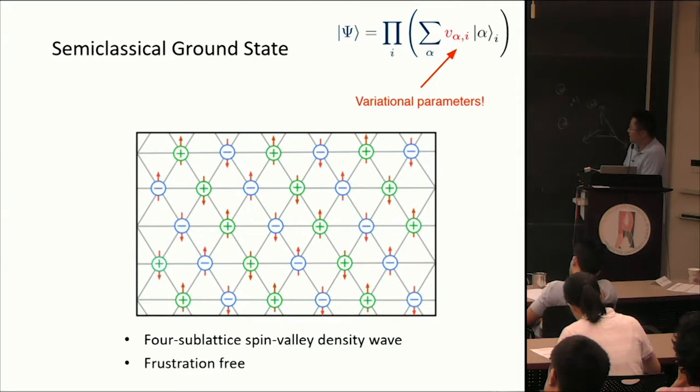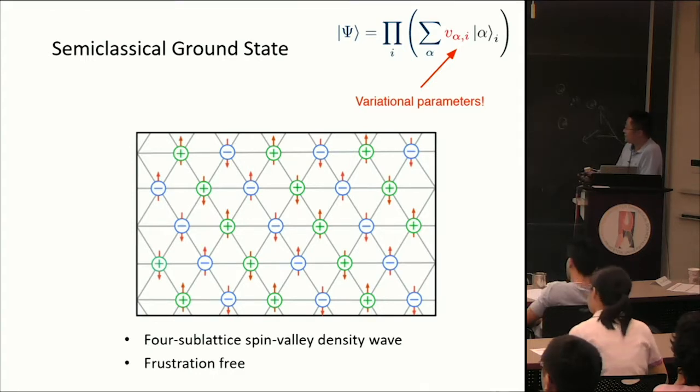And you see that in this state, we have a four sublattice order. The unit cell becomes 2 times 2, four times larger. And this is a density wave. It's a spin density wave, and also a valley density wave. The plus and minus represent two valleys, and the arrows represent spins. So this is a particular ground state in the degenerate manifold.